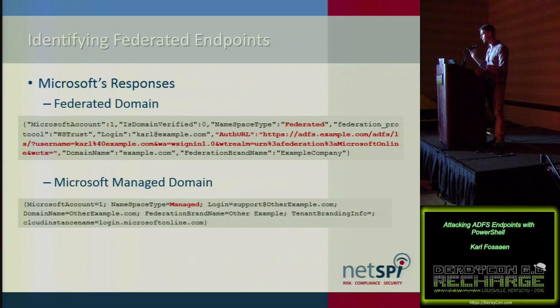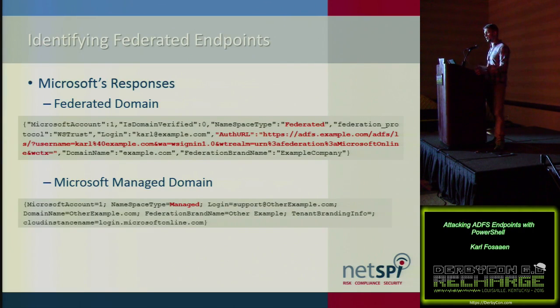So if it's a federated domain, you're going to get the federation info. It's going to say, hey, it's federated. I've got it highlighted in red. It's going to give you an auth URL, which is the ADFS endpoint that you're going to authenticate to, to create that token to access Office 365. So really with the federated, you hit Office 365, they say, oh, actually, we want you to go talk to this ADFS server somewhere else.